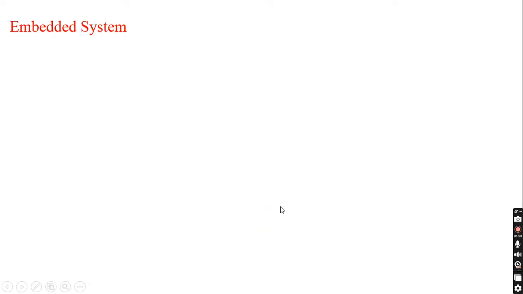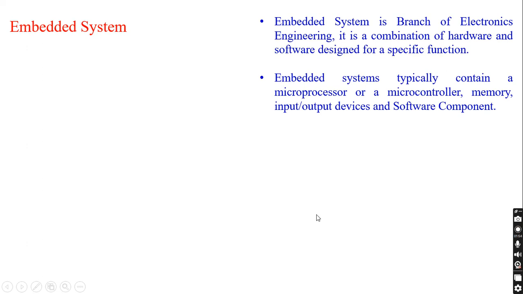Let us start. The embedded system definition says like this. An embedded system is a branch of electronics engineering, and it is a combination of both hardware and software designed to perform some specific function. Try to understand the words here. It is a combination of hardware and software, designed to perform some specific task.